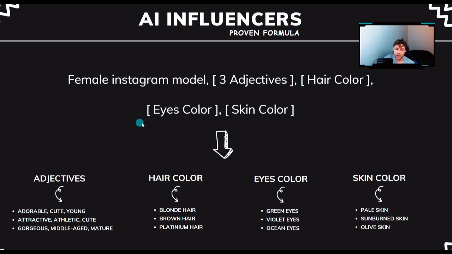Next what we have is the eye color. We've got green eyes, violet eyes, or even ocean eyes. And at the end we've got the skin color, and we can type, for example, pale skin, sunburned skin, or olive skin. So choose what you would like, and in all these variables choose the keywords that you think will be perfect for you. And now with that being said, we can go over to Leonardo AI and create this art.